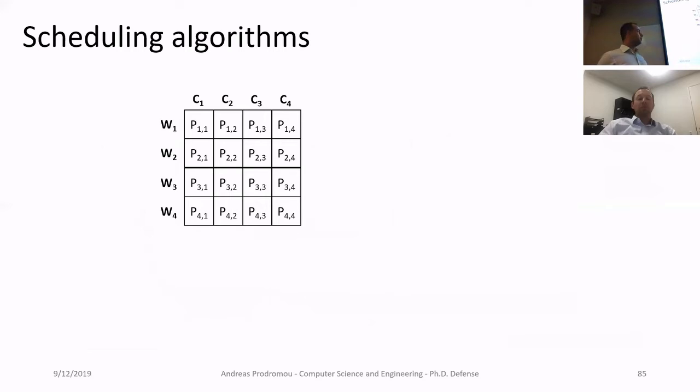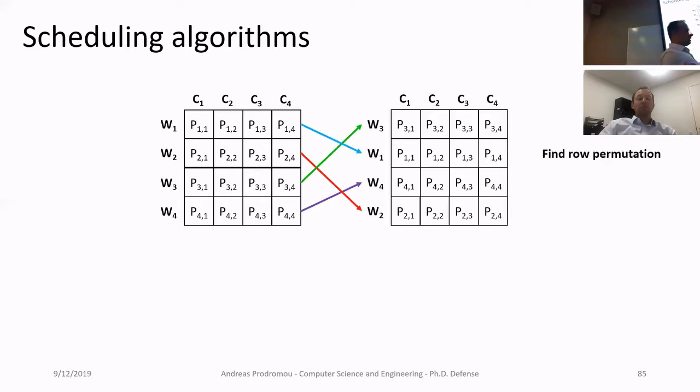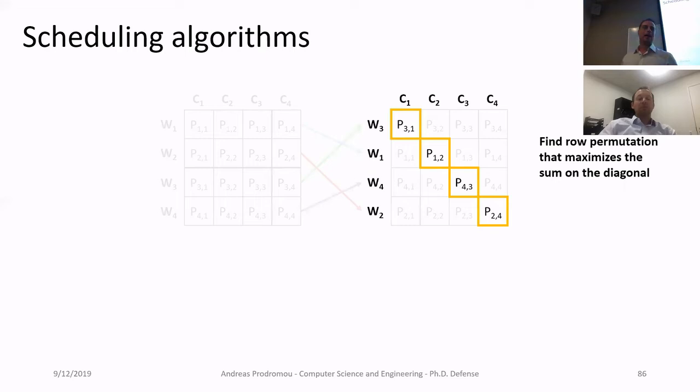It starts with a performance matrix, right? The scheduler's job is to find the row permutation of this matrix that maximizes the sum on the diagonal. Technically, that's what it does. The diagonal is a schedule. It's a workload-to-core assignment. And by maximizing the sum of performances, we maximize the overall performance of the system.